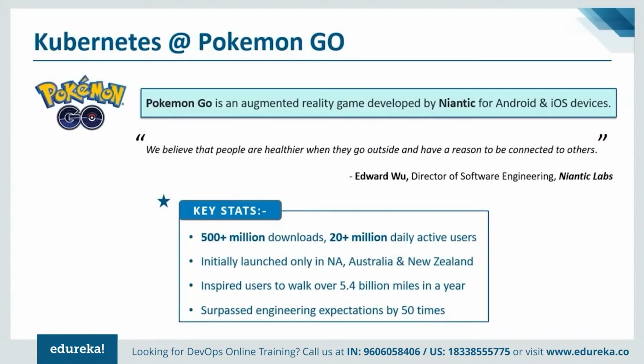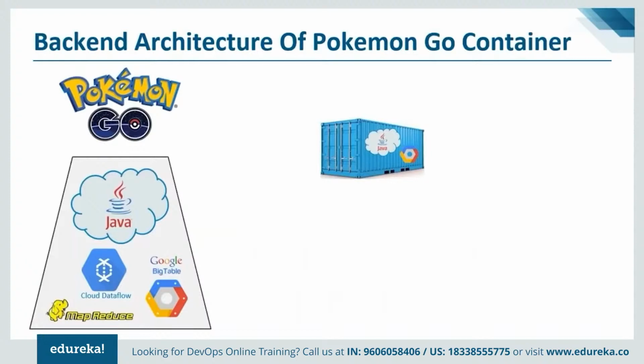And it says that it has surpassed engineering expectations by 50 times. Now, this last line is not with respect to Pokemon Go, the game, but with respect to the backend and the use of Kubernetes to achieve whatever was needed. So I think I've spent enough time over here. Let me go ahead and talk about the most interesting part and tell you how the backend architecture of Pokemon Go was. You have a Pokemon Go container which had two primary components.